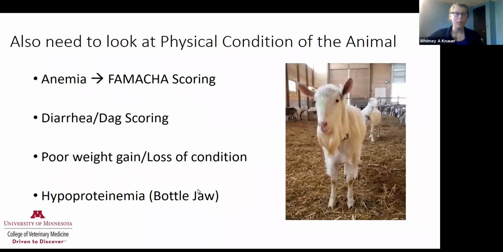We use a bunch of things that relate to the physical condition of the animal. One of those things is Famacha scoring, which we'll go through in the next couple of slides. Diarrhea scoring, so does the animal have diarrhea? We can look at weight gain or weight loss over time. And then hyperproteinemia, which we'll talk a little bit more in depth about. So we want to ask the question, does this buck need to be dewormed, by looking at him?